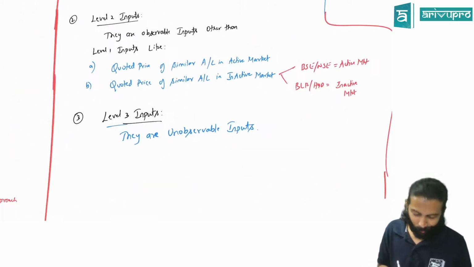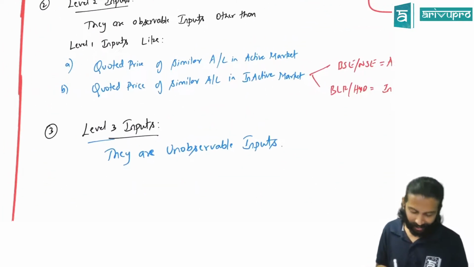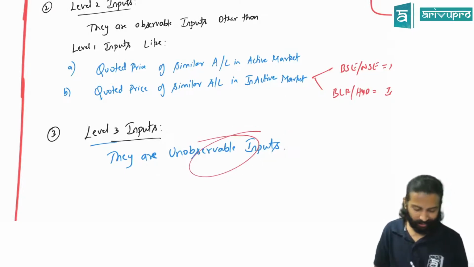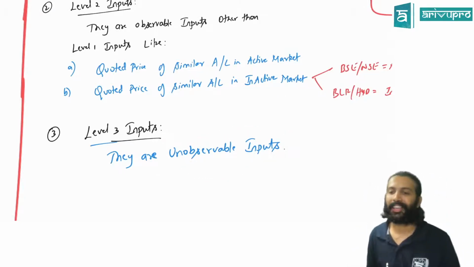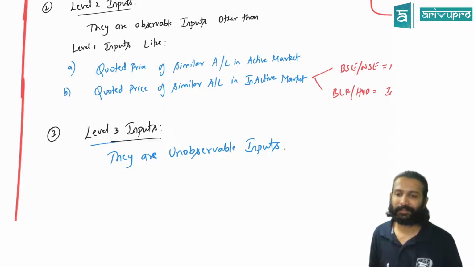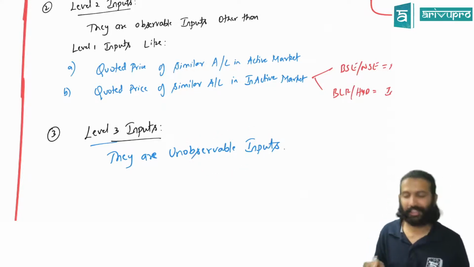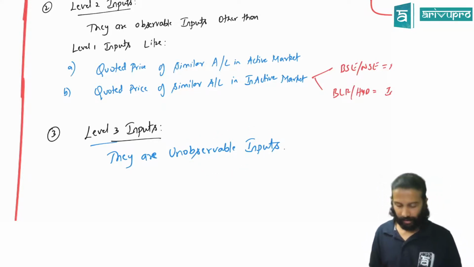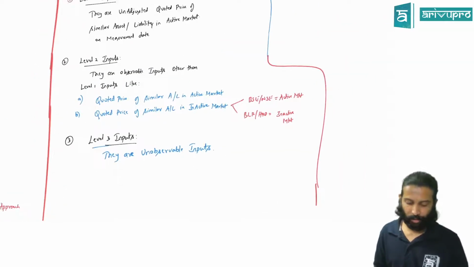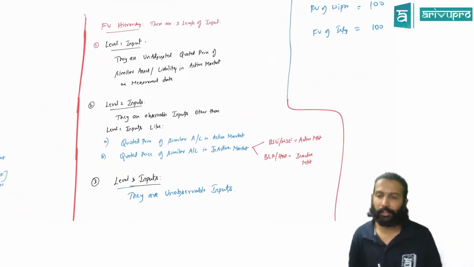Anything other than level 1 and level 2 is level 3 inputs, meaning unobservable inputs, like your discounted cash flow's projected earnings. All those will be considered level 3 inputs. That's all. They'll give you a question based on a case study, and you have to categorize the inputs as level 1, level 2, or level 3. I hope it's okay for you now.